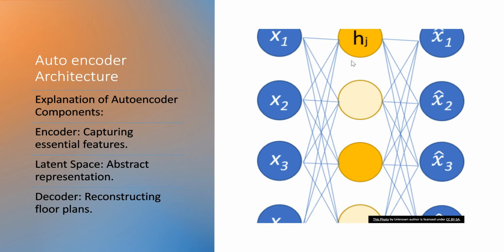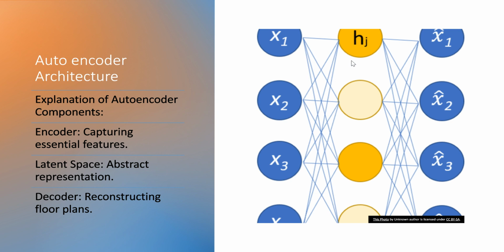Autoencoders are powerful unsupervised learning models widely used for feature learning and dimensionality reduction. Their ability to learn a compact representation of complex data makes them an ideal choice for our project. So, in summary, our autoencoder captures the essence of floor plans, distills them into a compact latent space, and then reconstructs them, providing a solid foundation for our hybrid model.